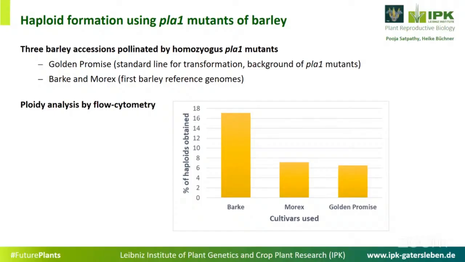And then we used the two former reference genome accessions, Morex and Barke. And in Morex, we found a similar efficiency. And in Barke, surprisingly, it was much higher. It was 16%. And these are efficiencies a breeder can really work with.